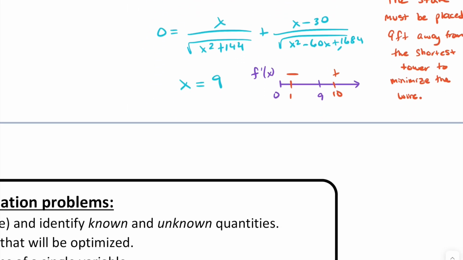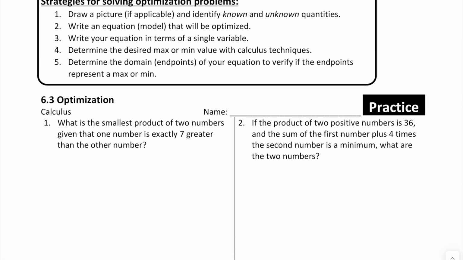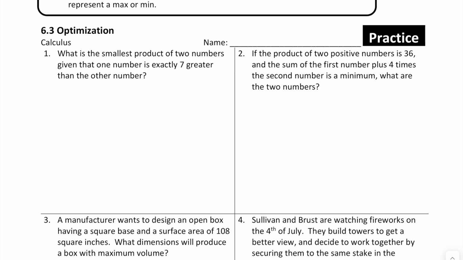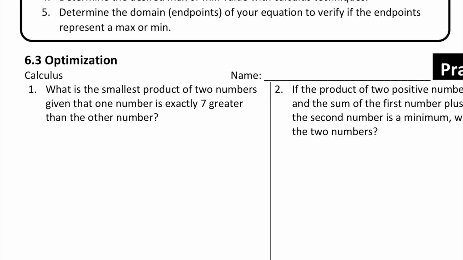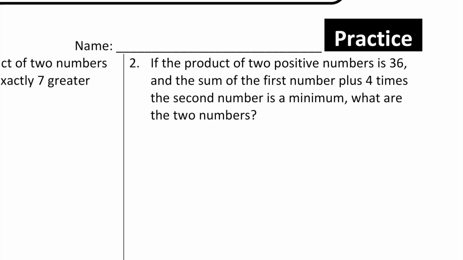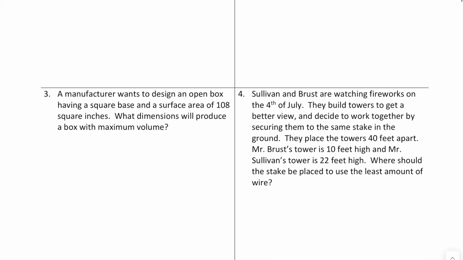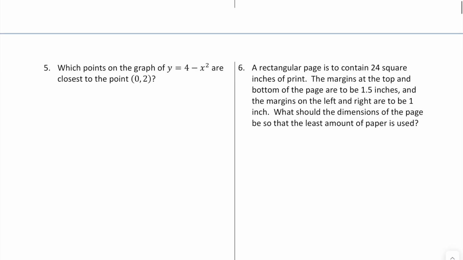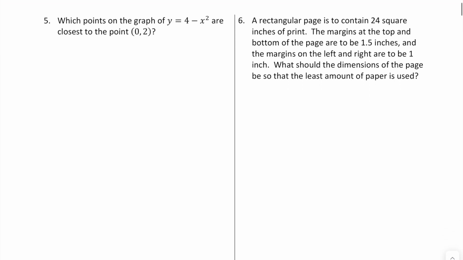All right. I think we've hit a lot of them. Everything's a little different. Like, what is the smallest product of two numbers, given that one number is exactly 7 greater than the other? You would set up something similar where one number is exactly 7 greater than the other. They're all a little bit different. So I'm going to let you practice those. Our goal is to practice those in class after you watch this video.